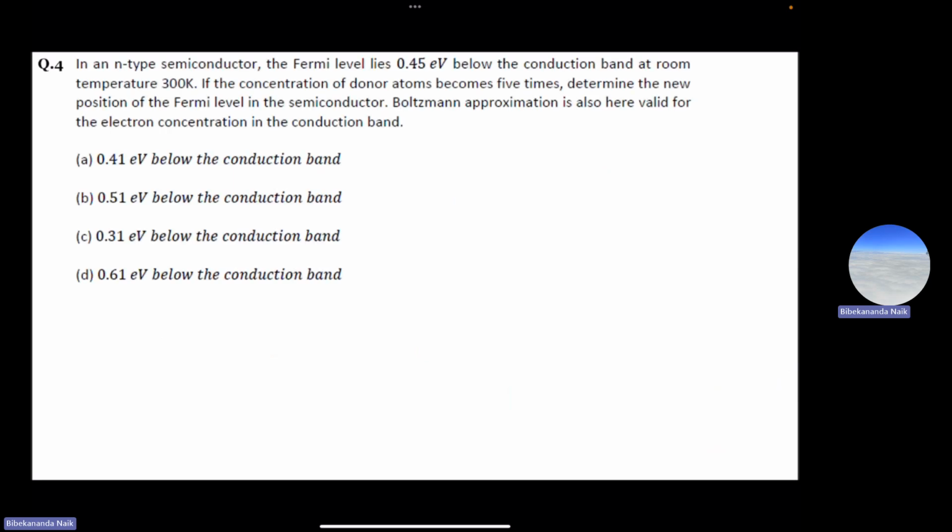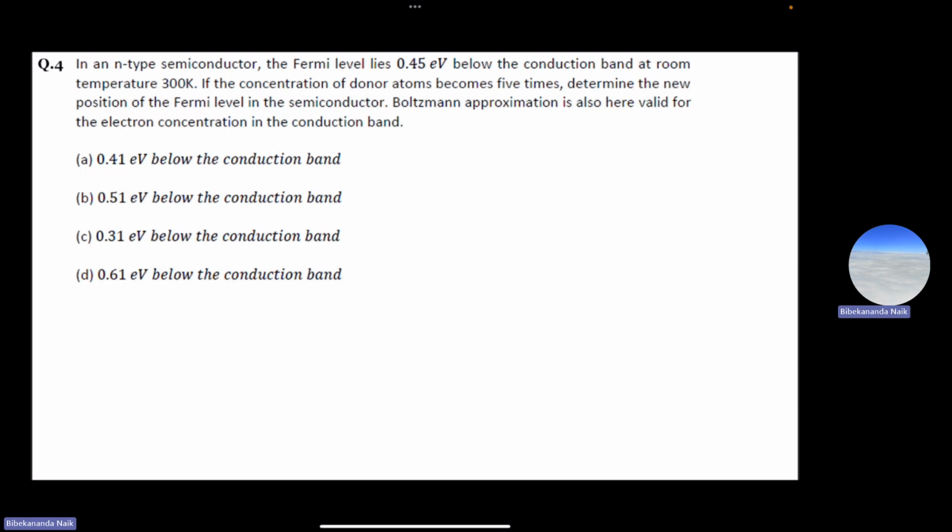Now we'll move to the fourth question. The question says in an n-type semiconductor, the Fermi energy lies 0.45 eV below the conduction band at room temperature 300 K. If the concentration of donor atoms becomes 5 times, determine the new position of the Fermi level in the semiconductor. We can take the Boltzmann approximation to be valid here for electron concentration in the conduction band. Again, the options are option A 0.41 eV below the conduction band, option B 0.51, option C 0.31, and option D 0.61 eV. All are below the conduction band.